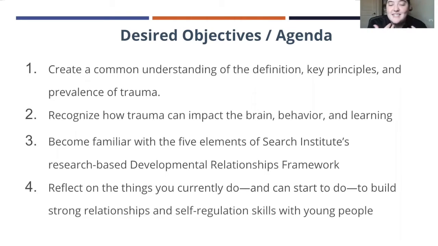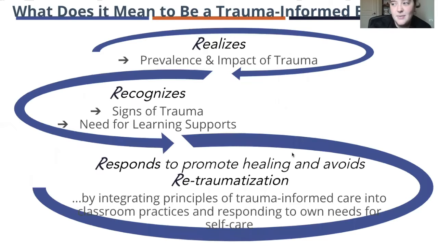We'll work on building consensus and those shared definitions and understanding of trauma and the key principles and prevalence of trauma. We hope you walk away with some knowledge about how trauma can impact the brain and behavior. We'll learn about the Search Institute's developmental relationships framework and do a little reflecting on some practices we currently do and can start doing to build strong relationships and regulation skills with young people. And with that, we can go ahead and jump in.